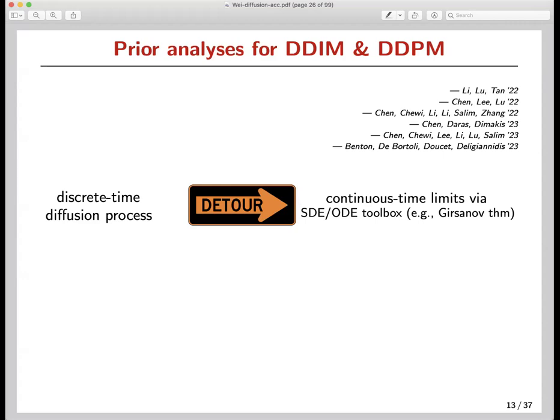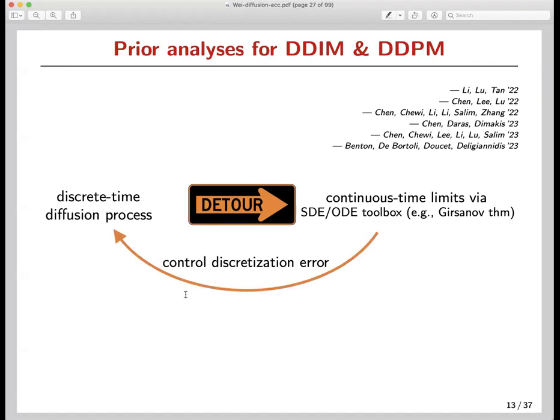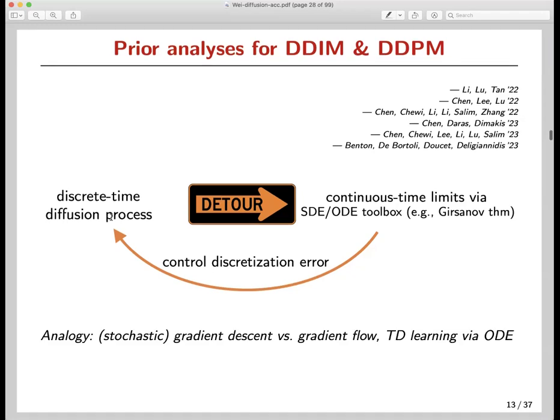Okay, so over the past 2 years, people have made remarkable progress from the theoretical community towards understanding these diffusion models. Most of the works, some of which I list here, take a detour by first studying the continuous time limits via the SDE or ODE toolbox, and then try to control the discretization error and reach conclusions for the discrete time diffusion process.